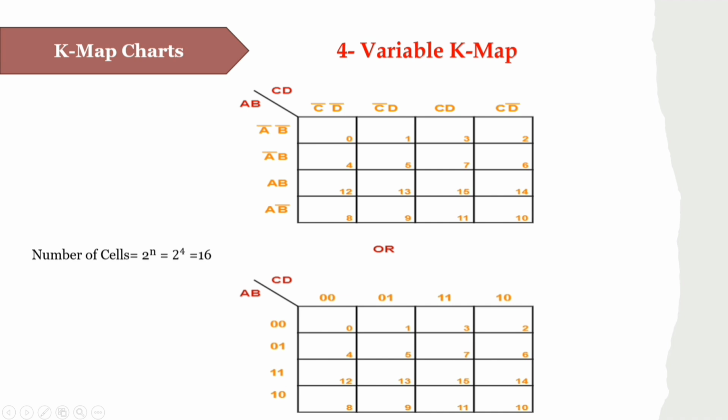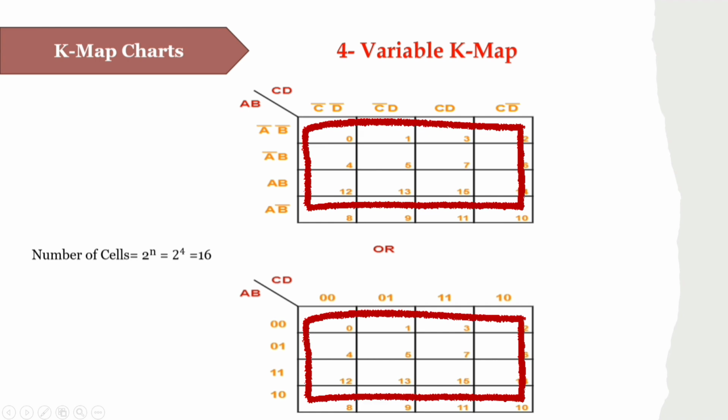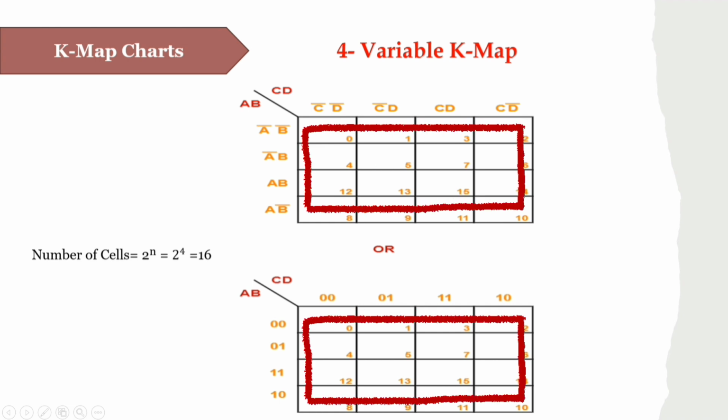Here also, you must always remember the group size must always be in powers of 2, such that we can go for the single cell group or pair grouping, that is 2 cells together, or quad grouping of 4 cells together, or octet grouping of 8 cells together. Finally, entire 16 cells grouping. So it covers the full map.